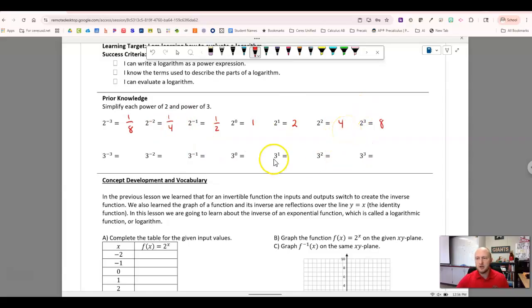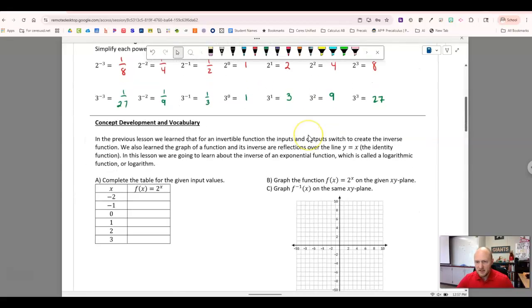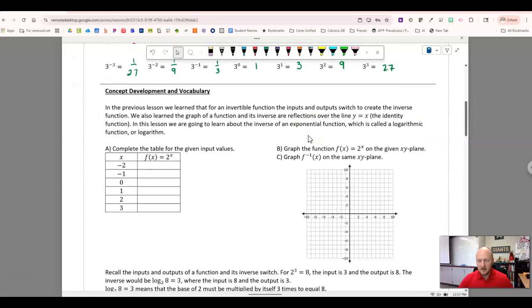So we have the same idea here with base 3. We can do the same thing. 3 to the power of 0 is 1. 3 to the first, 3. 3 squared, 9. 3 cubed, 27. And then we can go and look at the negative exponents as well. We have 3 to the negative first, which is 1 over 3. 3 to the negative second, 1 over 3 squared, which is 1/9. And then we have 3 to the negative third, which is 1 over 3 to the power of 3, which is 1 over 27. So keep that in mind as we go ahead and jump into this lesson.